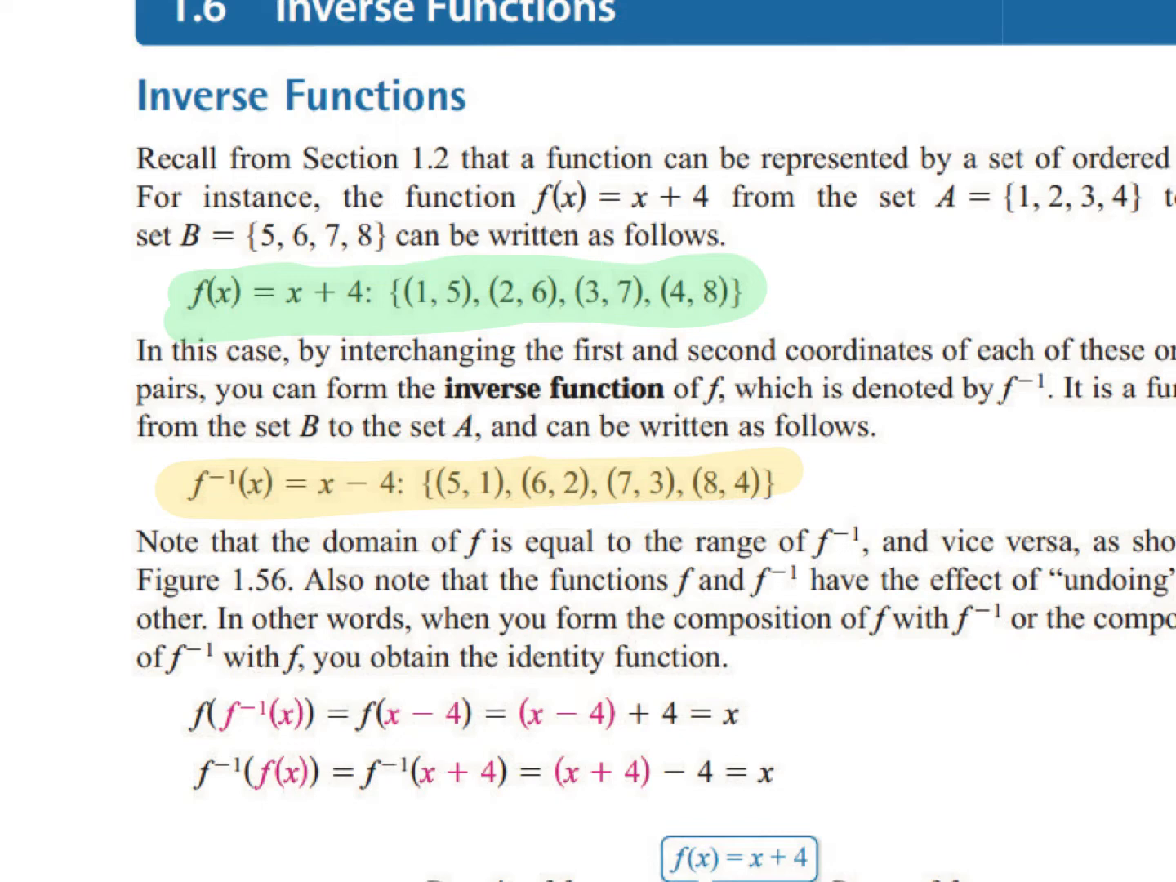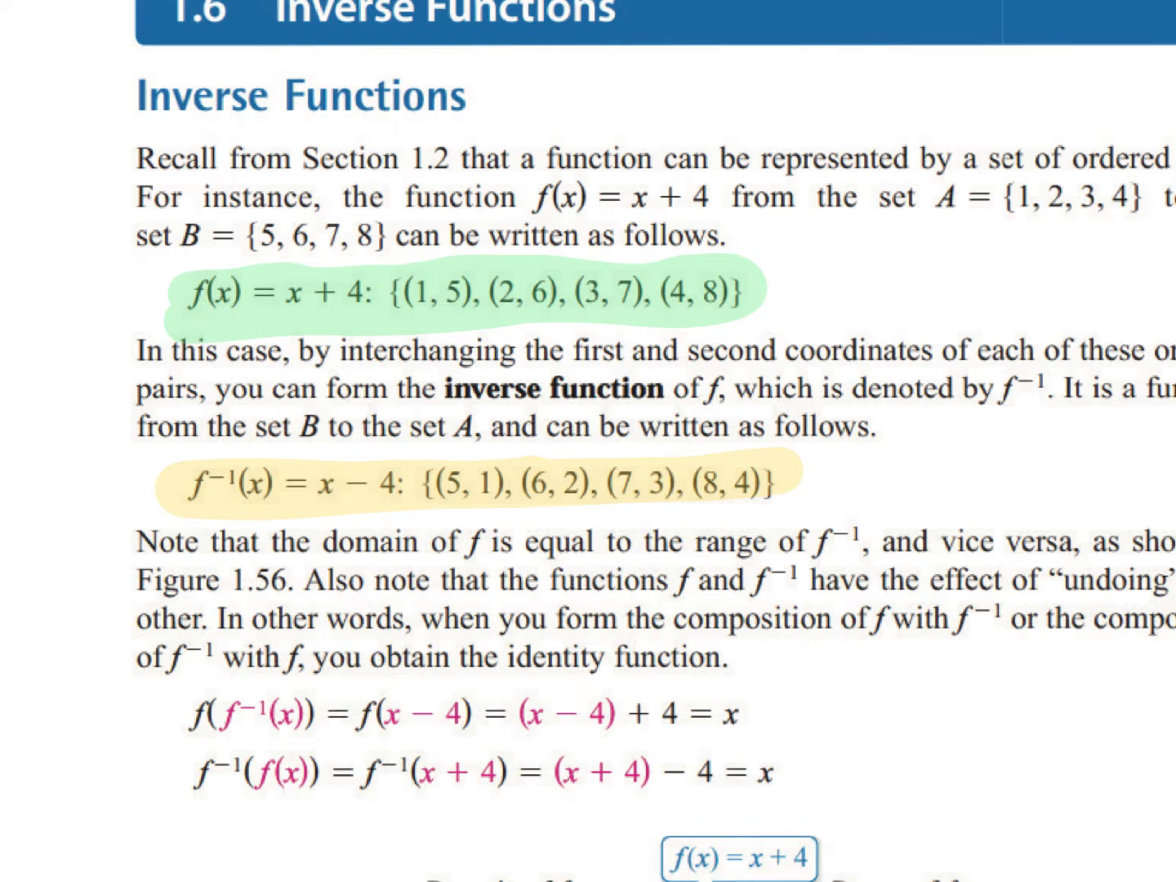Now look at the two functions themselves. x plus 4 in the green and x minus 4 in the yellow. What do you notice is different? One's addition and the other one's subtraction, right? Now look at the ordered pairs. In the green function, I have (1,5), (2,6), (3,7), (4,8). In the yellow function, I have (5,1), (6,2), (7,3), (8,4). What happened to the x's and y's in the inverse? They switched. So algebraically, we're going to switch x and y and solve.